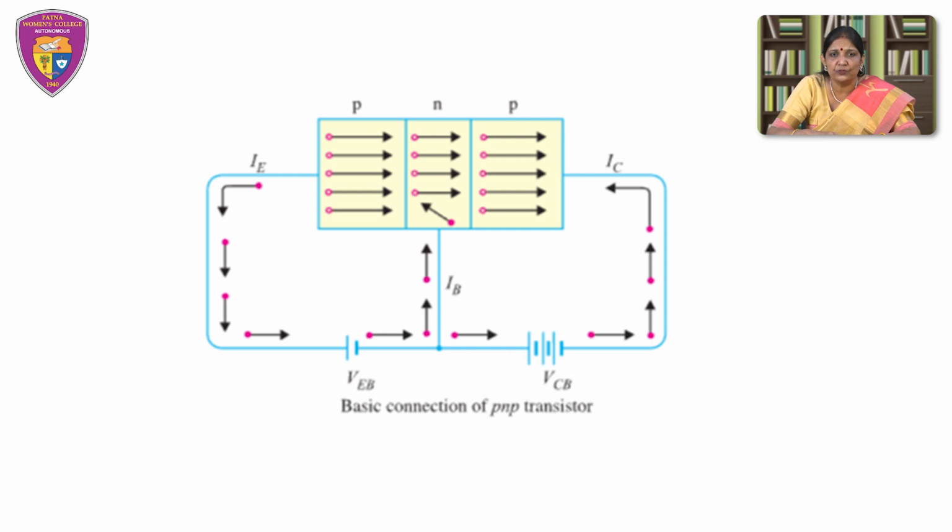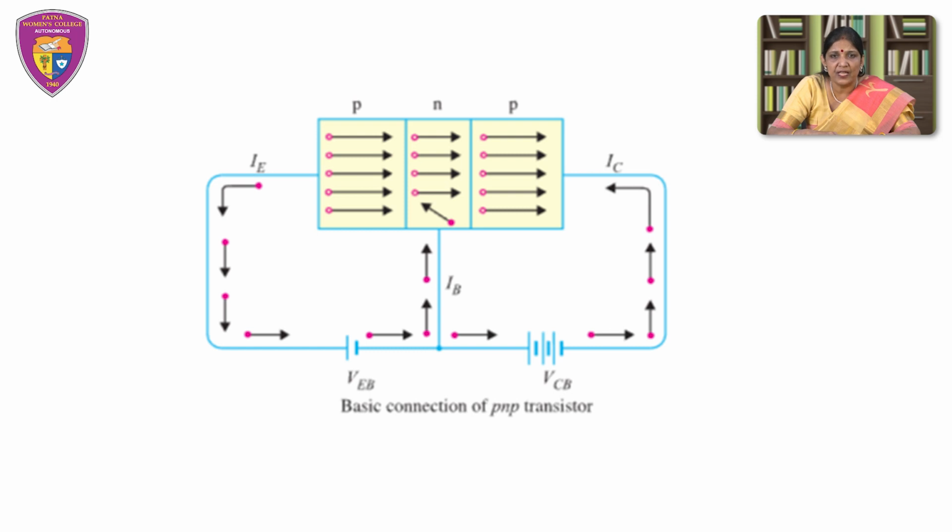As these holes flow through the N-type base, they tend to combine with the electrons. As the base is lightly doped and very thin, only a few holes, less than 5%, combine with the electrons to constitute the base current IB. The remainder, more than 95%, cross over into the collector region to constitute the collector current IC. In this way, almost the entire emitter current flows in the collector circuit. It may be noted that current conduction within the PNP transistor is by holes. However, in the external connecting wires, the current is still by electrons.